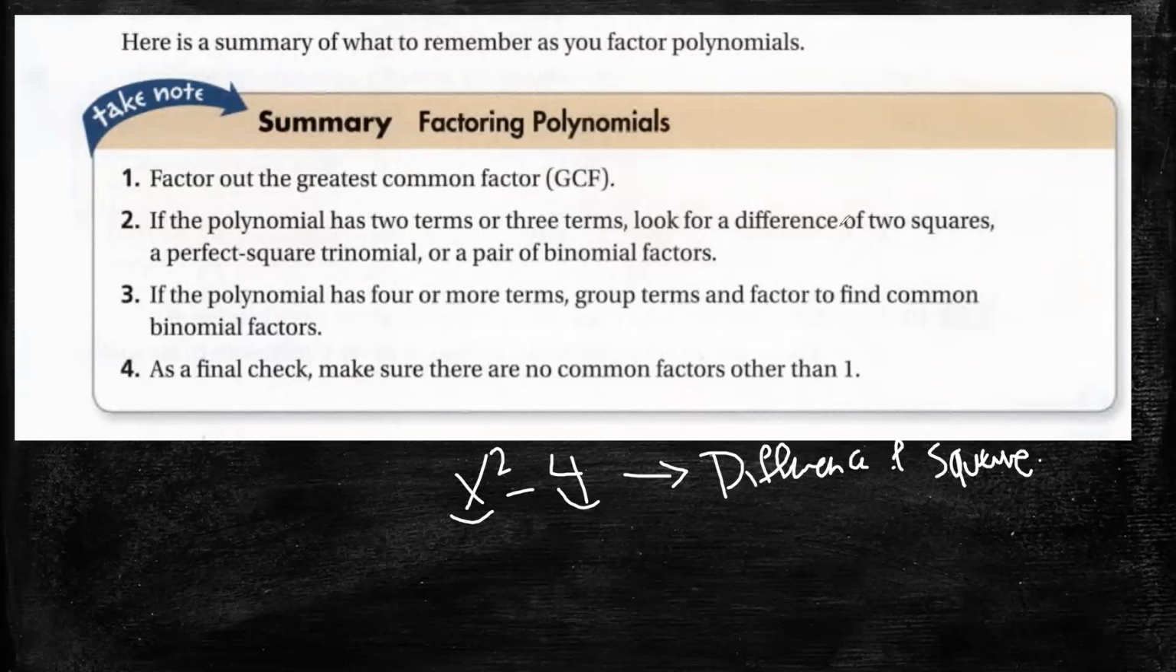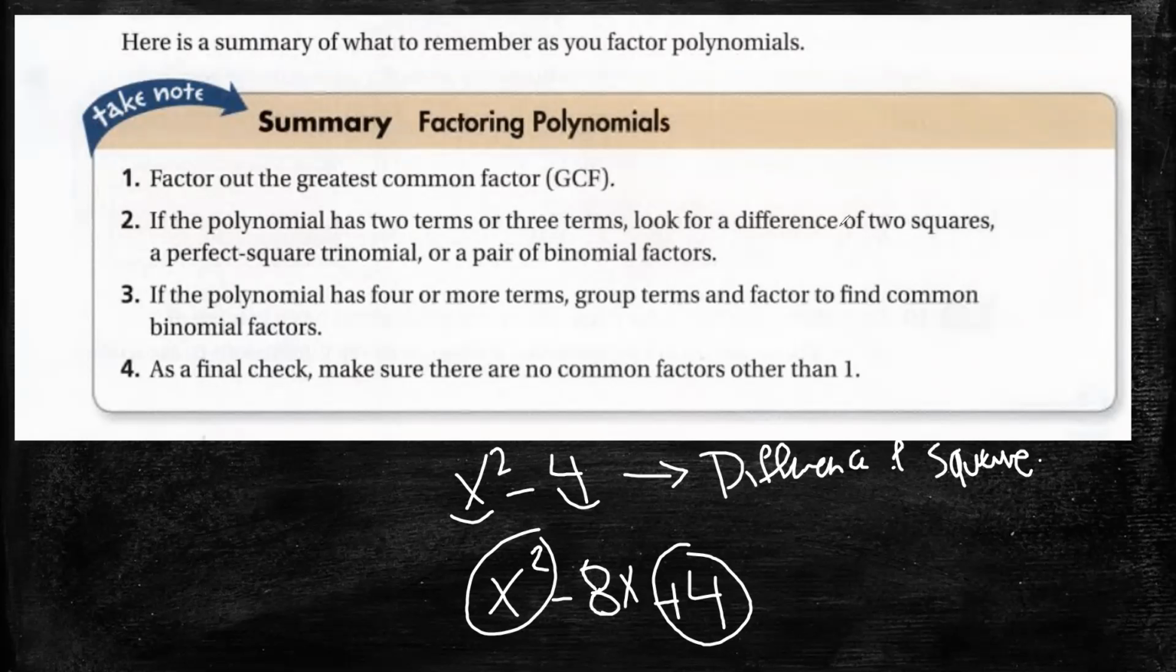The second one, if you have a polynomial with three terms, like this one as an example, and the first term and the last term are perfect squares, and if you multiply the first one with the second one by 2, you get the one in the middle. This one we will use a perfect square trinomial.